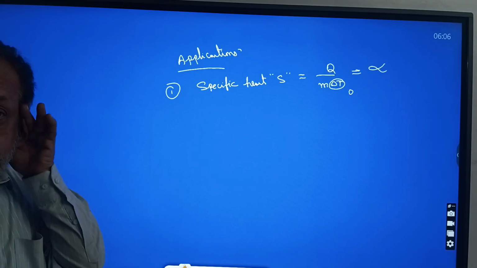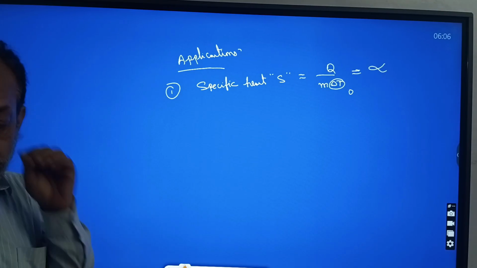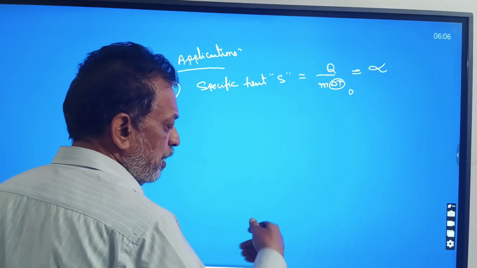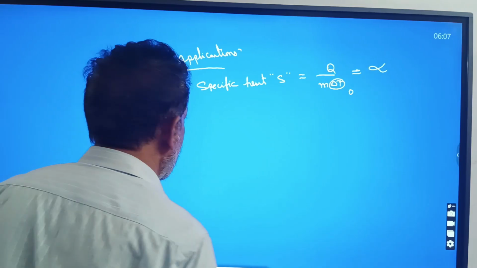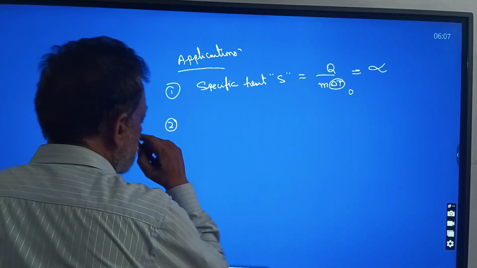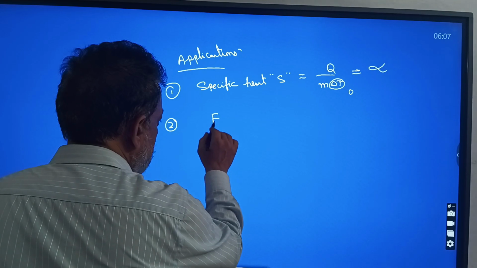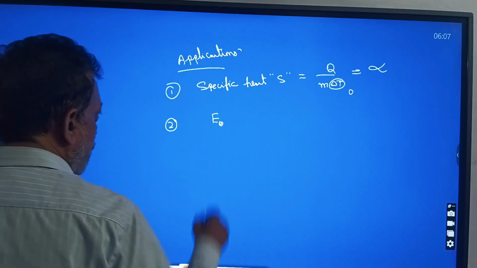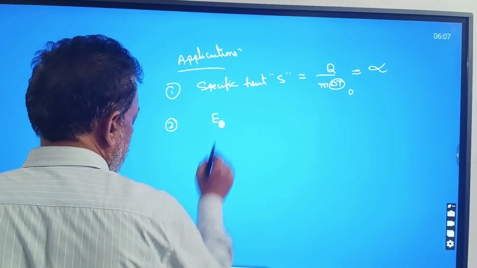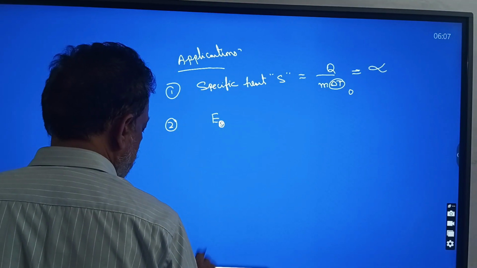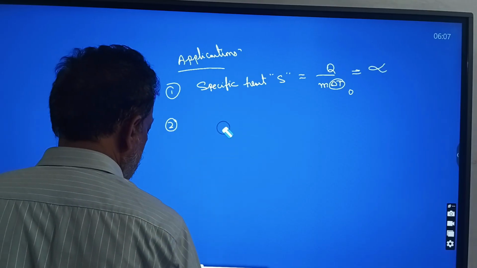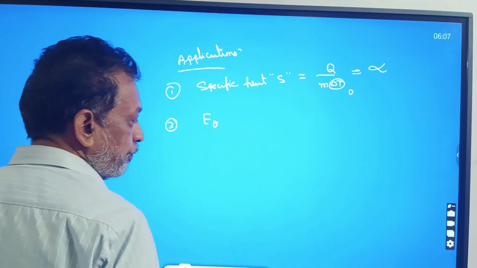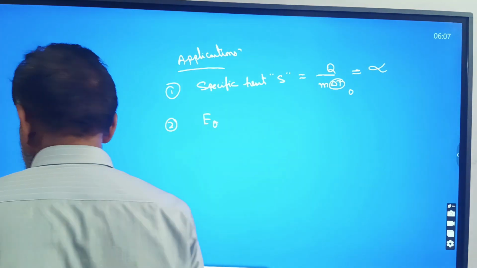Isothermal elasticity. Here I am keeping temperature constant. The elasticity symbol is E, and the subscript T is temperature. Isothermal means temperature is required. E is the elasticity, isothermal is temperature. That's all. Isothermal elasticity, how much are we going to get?